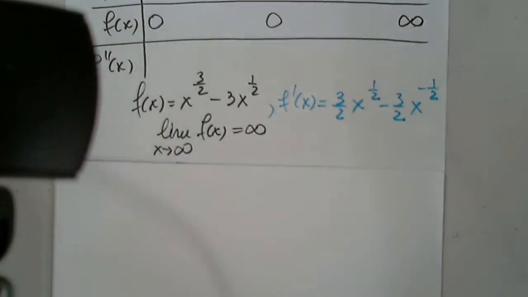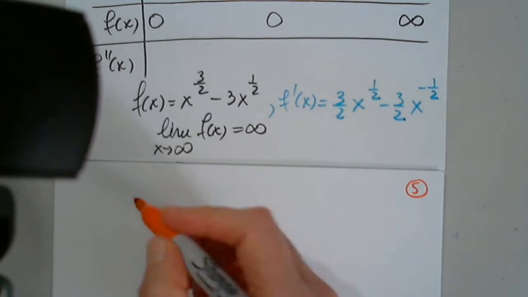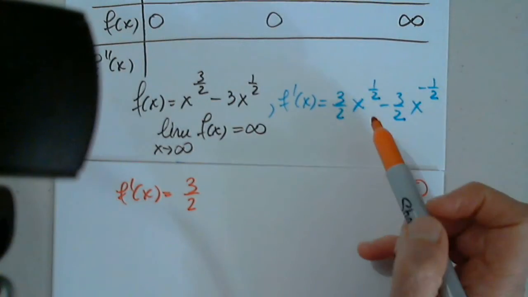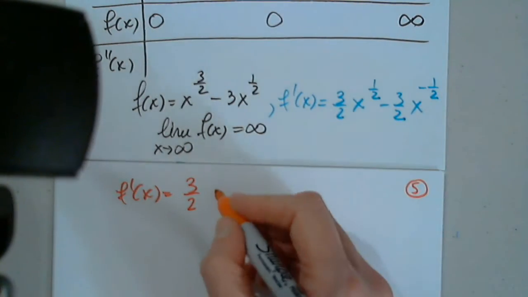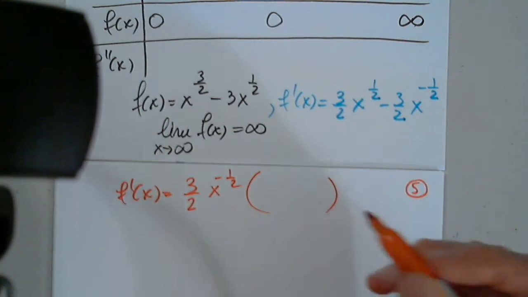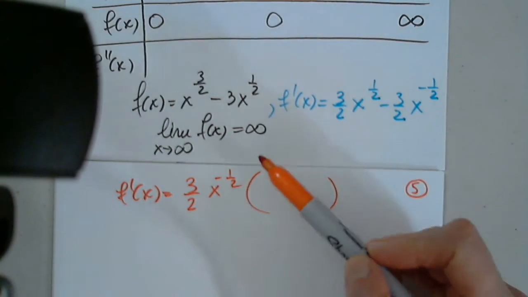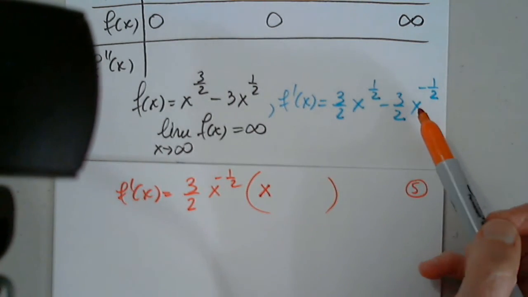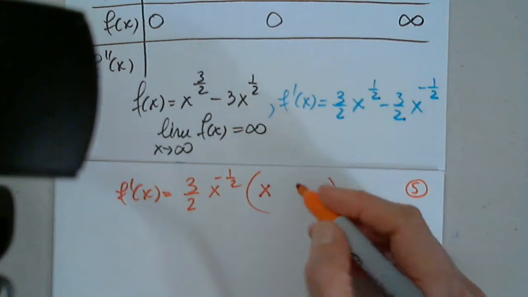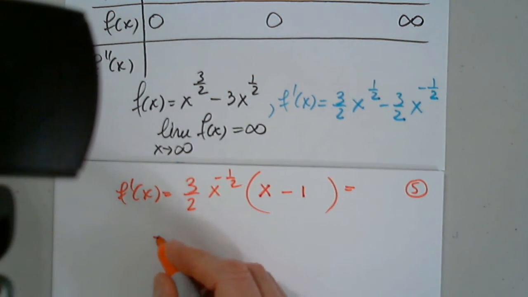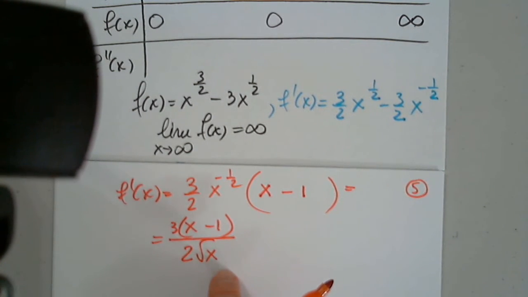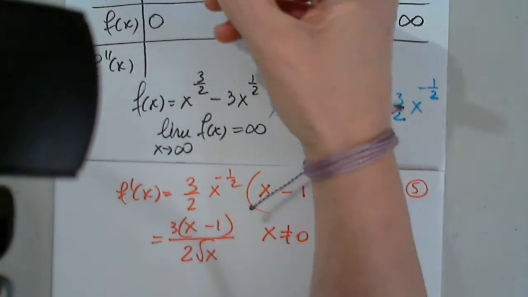Okay, so now f prime of x, I will factor out 3/2, and of course x to the smallest power, x to negative 1/2. Now let's see. From 1/2, I subtract negative 1/2, and I get power 1. From x to negative 1/2, I subtract, so I get negative 1. This is basically 3(x minus 1) divided by 2, the square root of x. Undefined at x equals 0, so I don't forget.